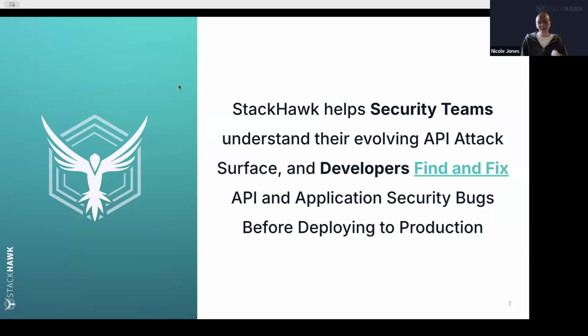Just really quick for anyone who's joining us that isn't familiar with Stackhawk, what we are all about is helping security teams understand their evolving attack surface and helping developers find and fix API and application security bugs before they deploy to production. That is exactly what we're going to talk about today, helping security teams understand their evolving attack surface and what they should be focusing on, and how this can make their lives easier when they're on that journey.